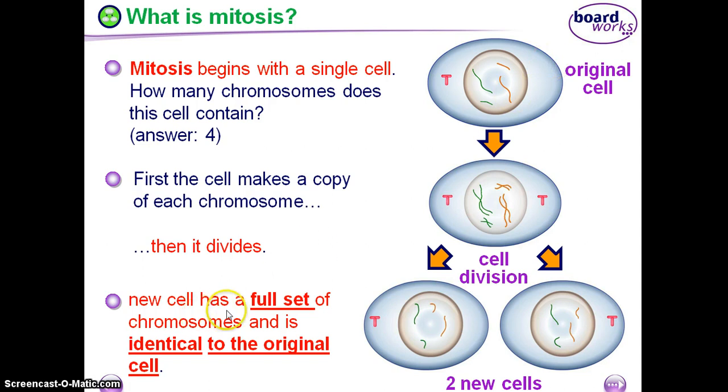So write this down. The new cell has a full set of chromosomes and is identical to the original cell. And it's important that it's identical. It'd be kind of weird if you lost a skin cell and then your body made something different, right? So you want to replace a skin cell with a skin cell, and you want it to be identical to the one that you lost. Okay, so mitosis produces identical cells with the exact same number of chromosomes.